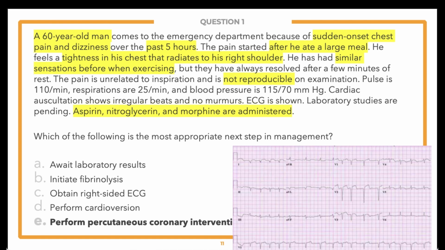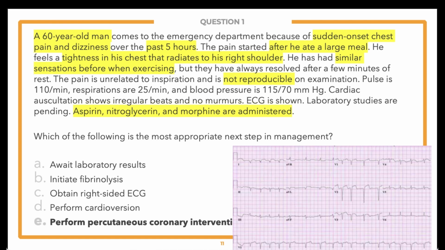Let's look at the other options here. Another good option you guys picked was initiate fibrinolysis, right? That's giving TPA. That's not a bad option. Technically, he is within the window, within 12 hours of symptoms, so he is able to get TPA. But if he's at a facility that has PCI ability and it hasn't been 120 minutes since diagnosis, not since symptoms, right? It's been 5 hours for symptoms, but since diagnosis, since door to balloon time, then you should always pick coronary intervention over fibrinolysis.